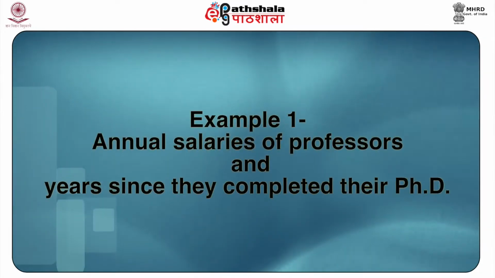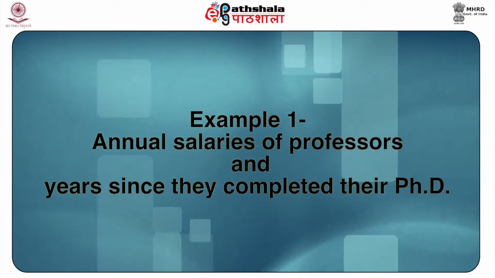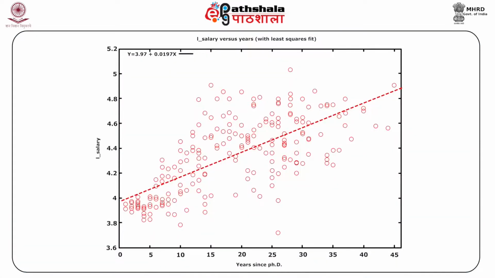Example number 1, which is on annual salaries of professors and years since they completed their PhD. Now, figure 1 shows the scatter plot of annual salaries against years since PhD of 222 professors from 7 US universities, which are US Berkeley, UCLA, UC San Diego, Illinois, Michigan, Stanford, and Virginia for the year 1995. The source of the data is Ramu Ramanathan 2002. It can be seen that the spread of y values around the average straight line relation is not uniform.